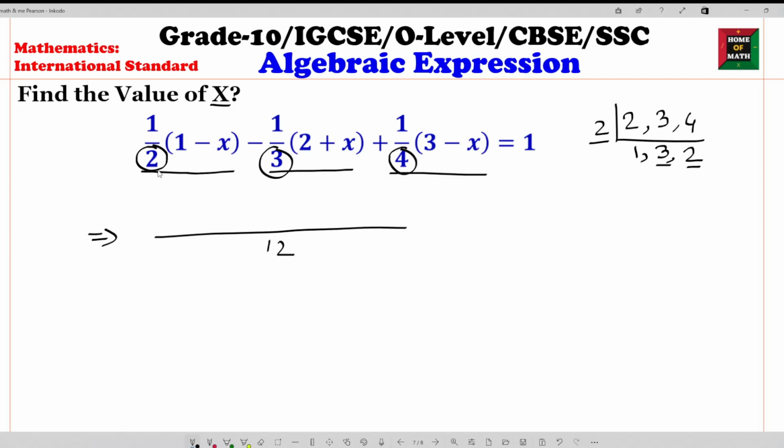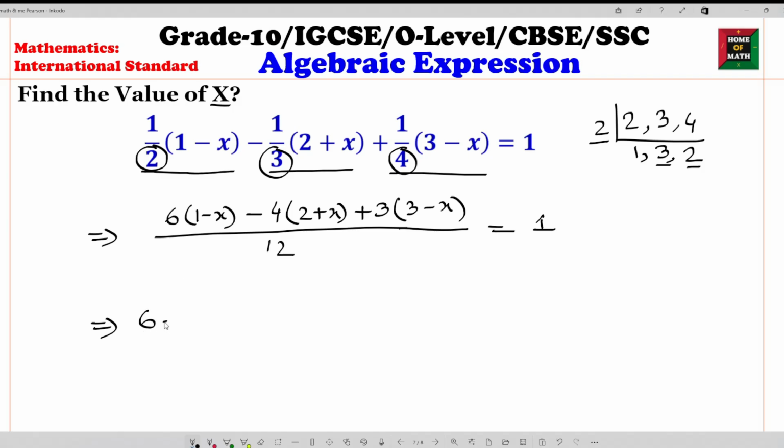12 divided by 2 is 6. So we can write 6 times (1 minus x) minus 12 divided by 3, which is 4, 4 times (2 plus x), plus 12 divided by 4, which is 3, so 3 times (3 minus x), equals 1. Once we multiply both sides by 12, we get 6 minus 6x minus 8 minus 4x plus 9 minus 3x equals 12.